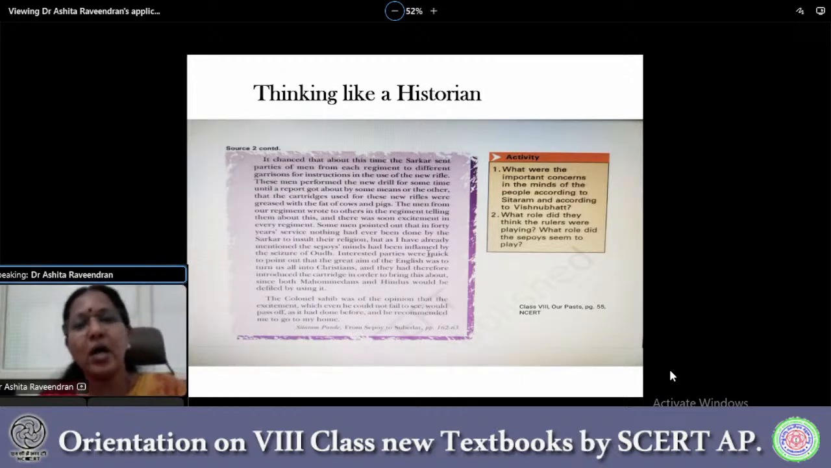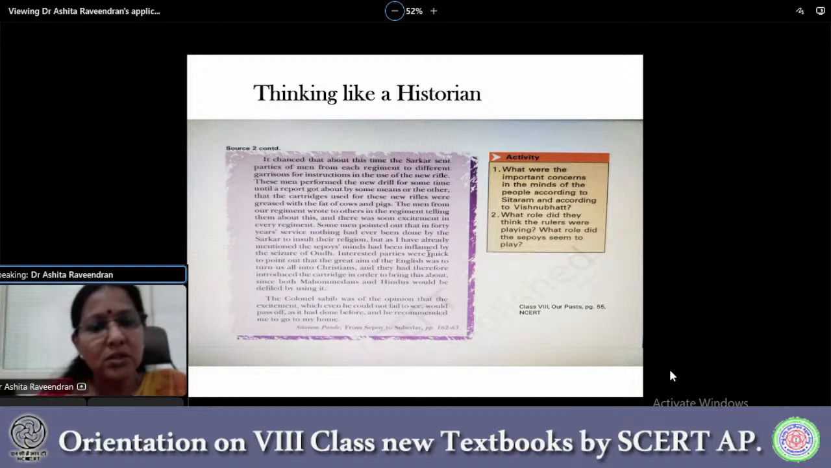In history, as I have said before, history is not just learning about the past. When we are making our learners know about the past, along with that, we are also making our learners think like a historian. Various situations are being given.